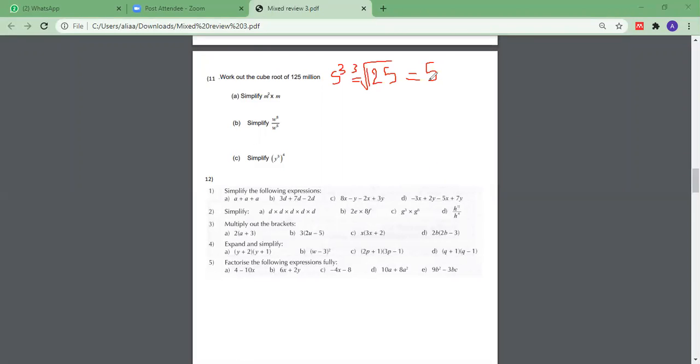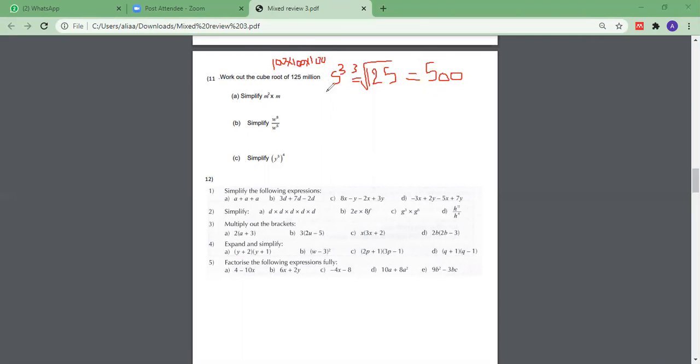Miss, what about the million? The million has how many zeros? It has 6 zeros. So 6 zeros means 100 multiply 100 multiply 100. So it's as if 100 power 3. So the cube root of a million is 100. So it will be 500.